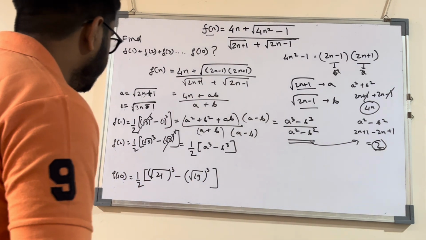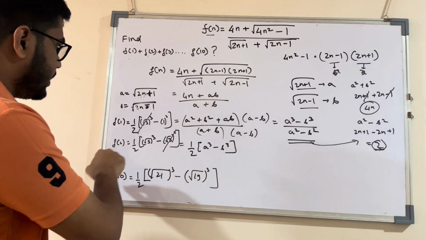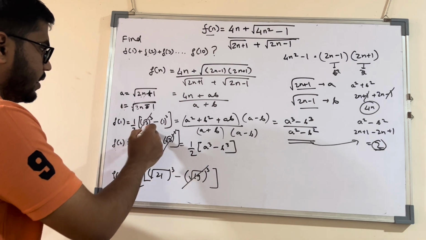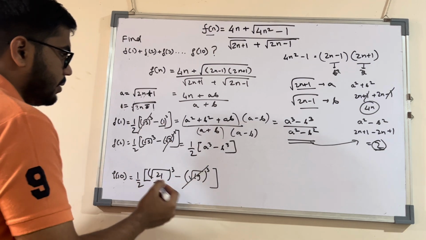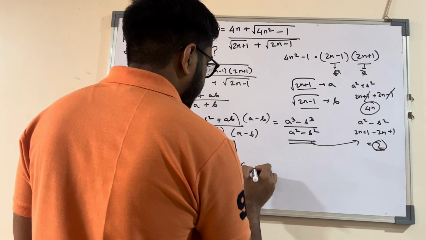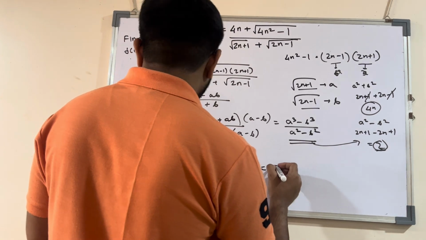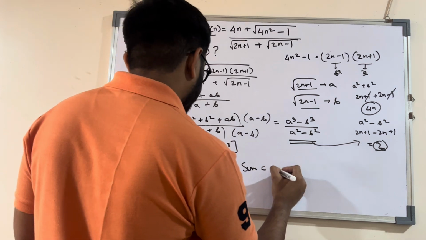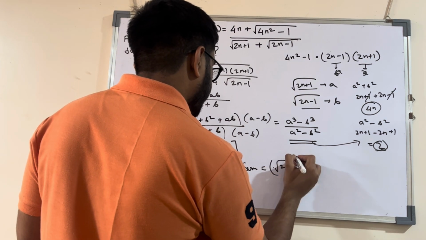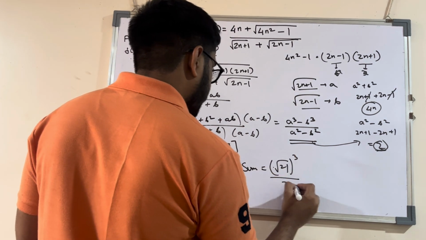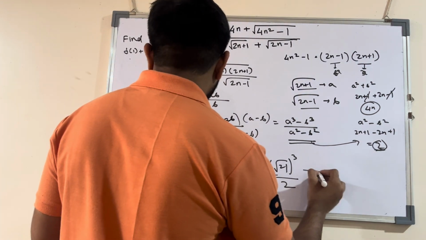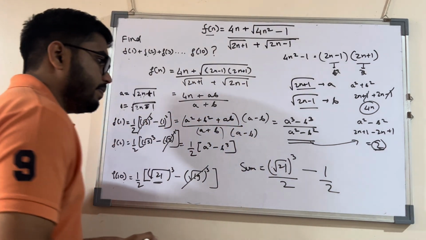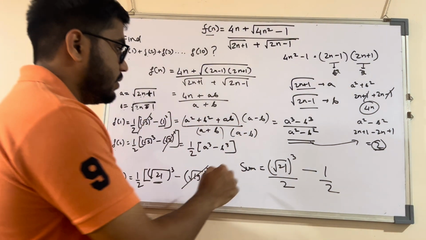So what we are saying is that whatever is the next term, it is being cancelled with the previous term's first term. So this will get cancelled here. This is a pattern, right? So one term is remaining here, one term remaining there. So what is the sum? Let's take this first. It is root 21 whole cube divided by 2, minus half. So this is the answer.